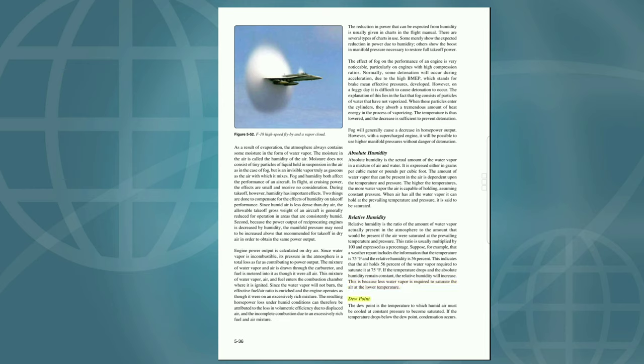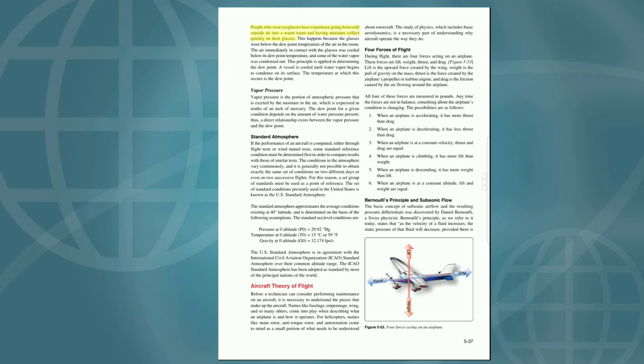Dew point. The dew point is the temperature to which humid air must be cooled at constant pressure to become saturated. If the temperature drops below the dew point, condensation occurs. 5-36. People who wear eyeglasses have experience going from cold outside air into a warm room, and having moisture collect quickly on their glasses. This happens because the glasses were below the dew point temperature of the air in the room. The air immediately in contact with the glasses was cooled below its dew point temperature, and some of the water vapor was condensed out.